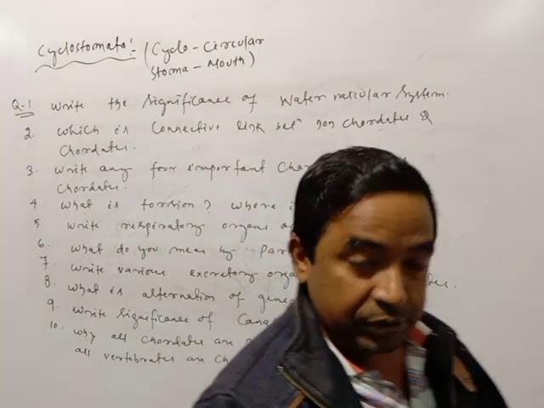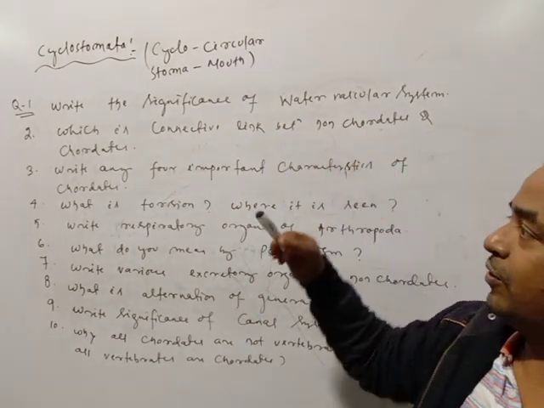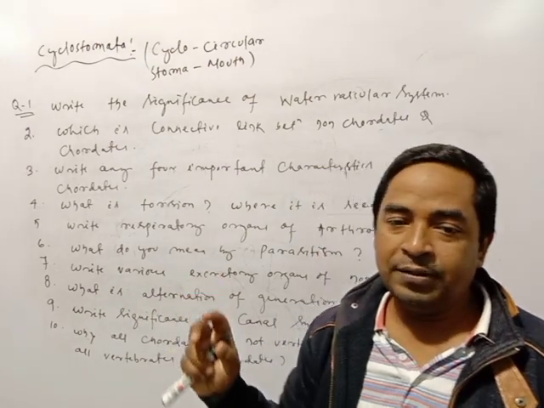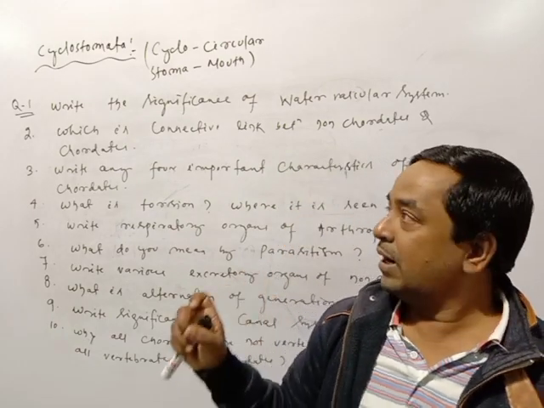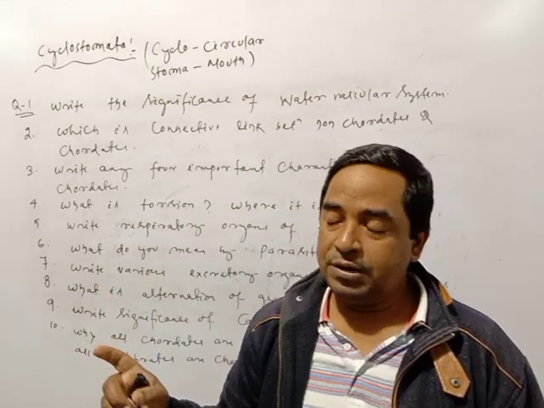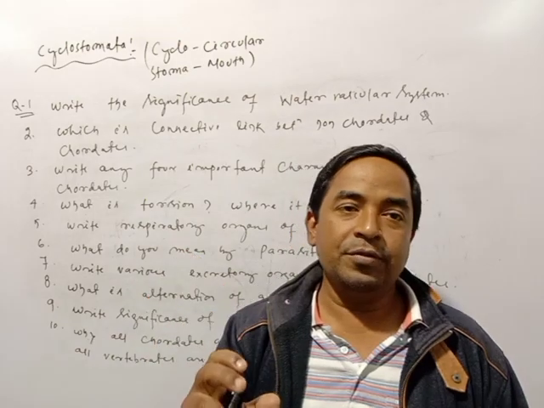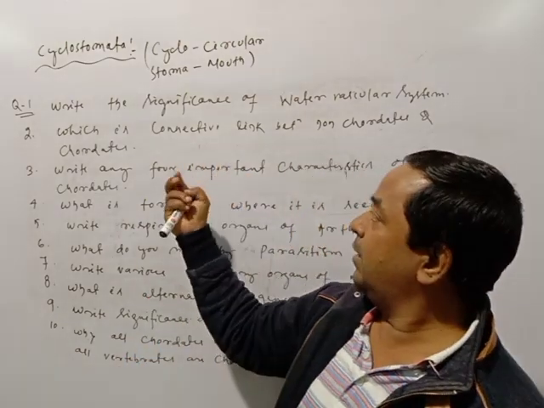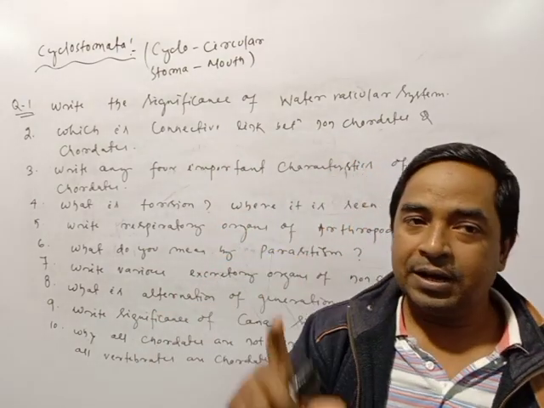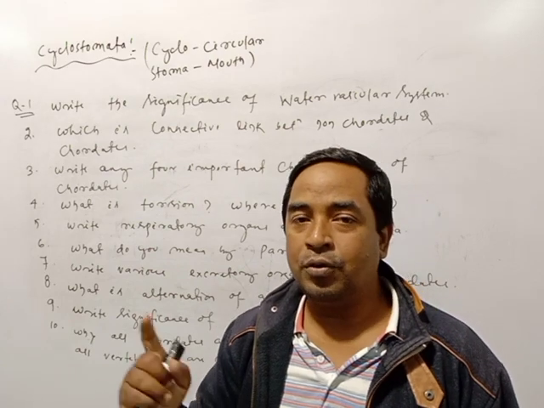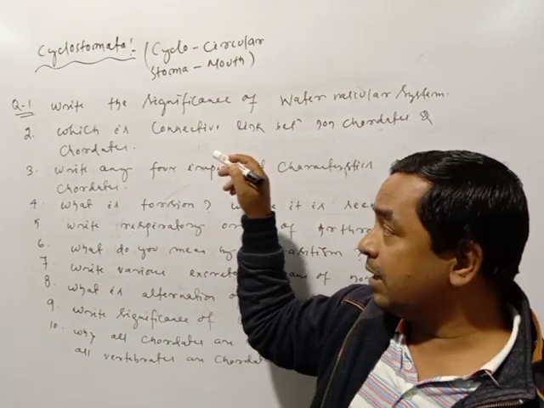See, so these are few questions for revision purpose. Write the significance of water vascular system. So here you will write in which phylum the water vascular system is seen first. Second, what are the integral parts of the system and how, with the help of it, economies get benefited. Then, which is the connective link between non-chordates and chordates? So, certain organisms carry characteristics of both chordates and non-chordates. Those organisms having both characteristics, you should write the name.